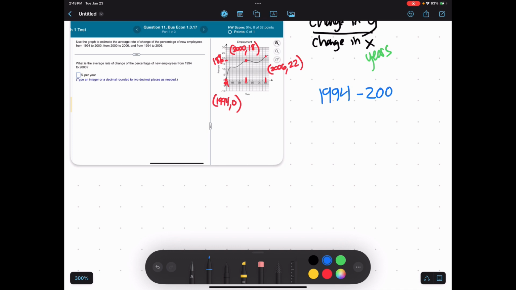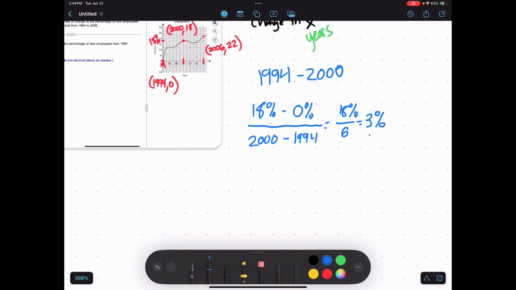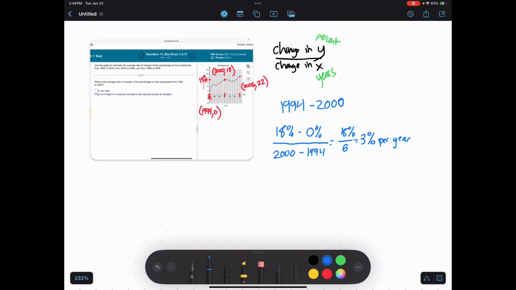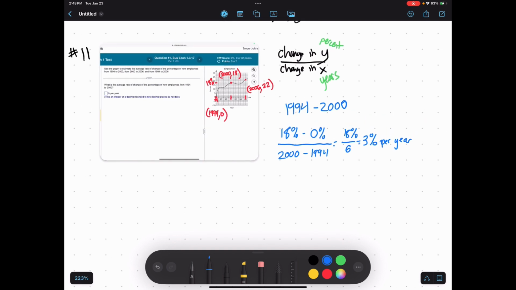1994 to 2000. Okay, I take my change in Y. My change in Y represents the change in the Y values. So 18% minus 0%. And then change in X represents the change in years. 2000 minus 1994. I get 18% over 6, which I simplify, and it just gives me 3% per year. Very nice. Okay, and I'll do the same thing for the other ones.